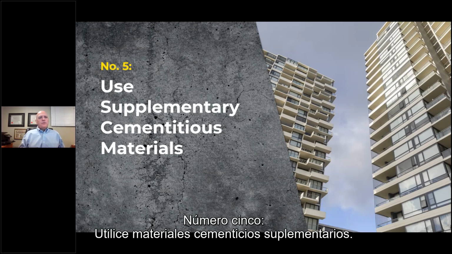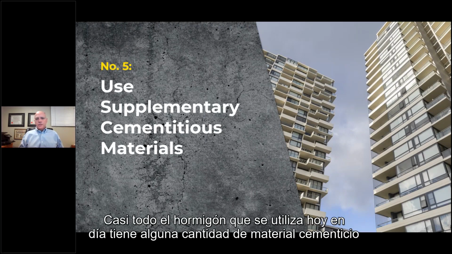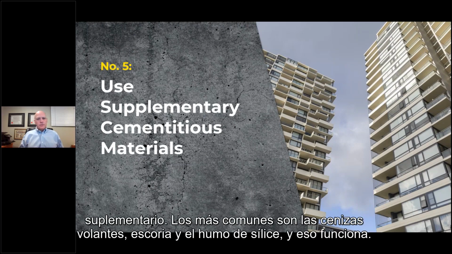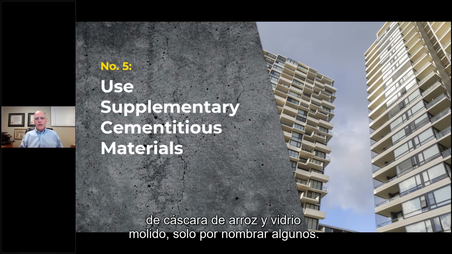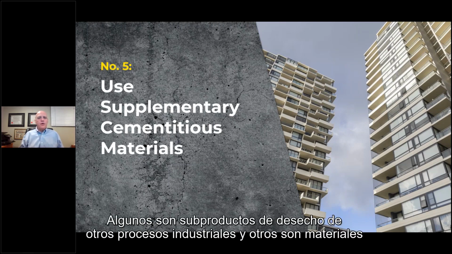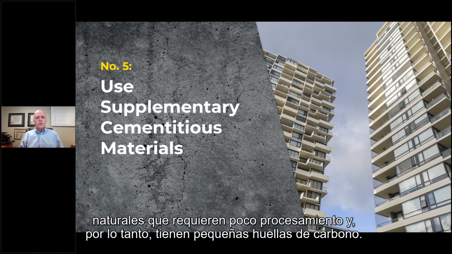Number 5, use supplementary cementing materials. Nearly all concrete used today has some amount of supplementary cementing material. The most common are fly ash, slag, and silica fume in that order. However, there are others such as metakaolin, volcanic ash, rice husk ash, and ground glass, just to name a few. Some are waste byproducts of other industrial processes, and others are naturally occurring materials that require little processing and therefore have small carbon footprints.